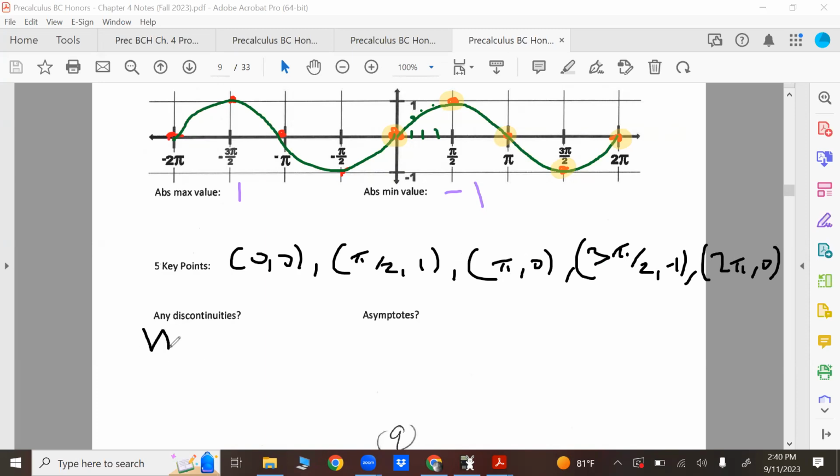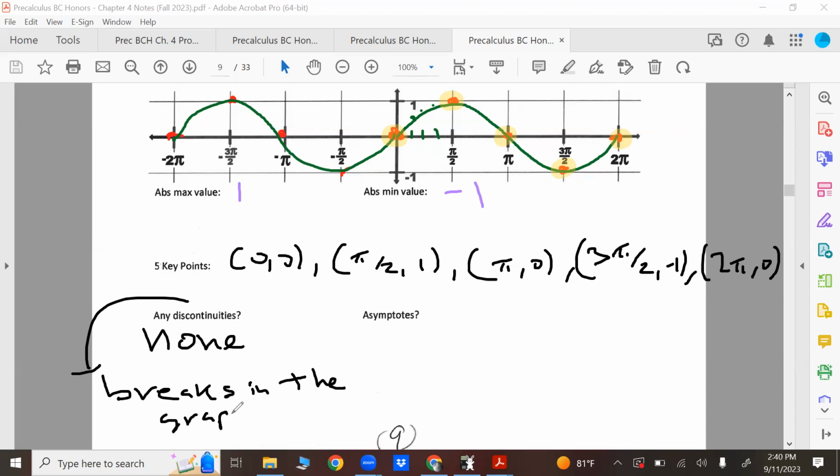Discontinuities, none. Do you guys know what discontinuities means? Breaks in the graph. Like secant and cosecant, they do have that. We're not going to talk about that today. Holes and asymptotes. Sorry, we're not doing tangent today. We're getting that Wednesday. Asymptotes, none. Okay, very straightforward.